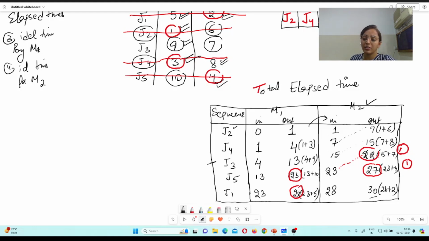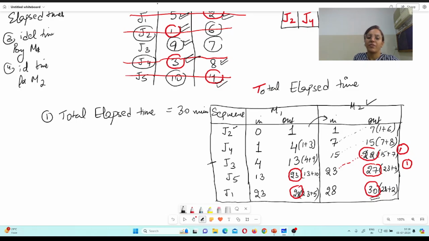So this 30, what does it indicate? This is your total elapsed time. Right? Now I'm writing over here, step by step, what we have found out. We have found out the total elapsed time for both machines, machine 1 and machine 2, and the 5 job sequence given is 30 minutes. Right? We have found this.